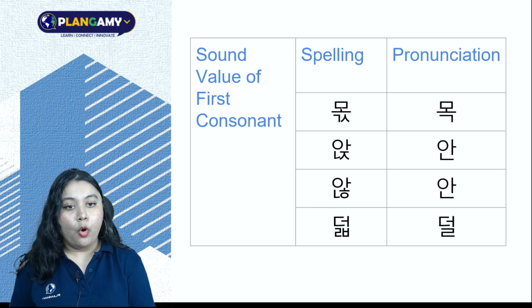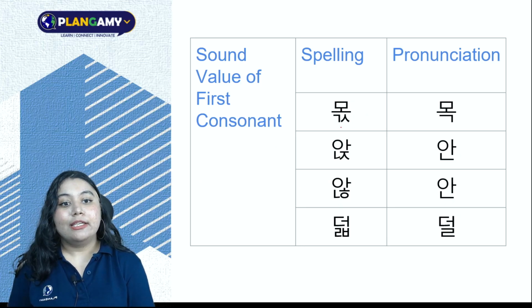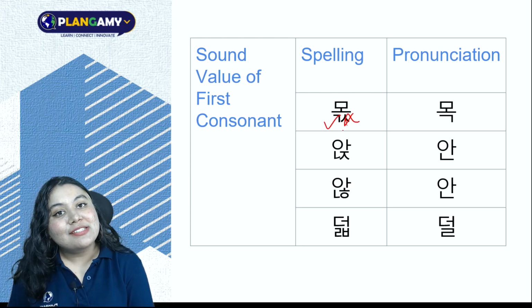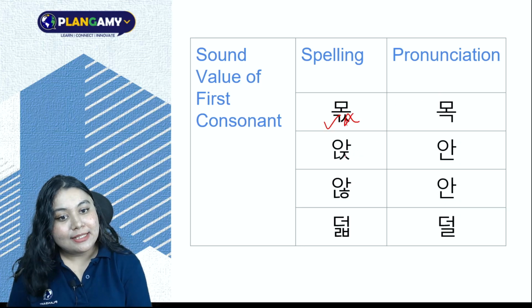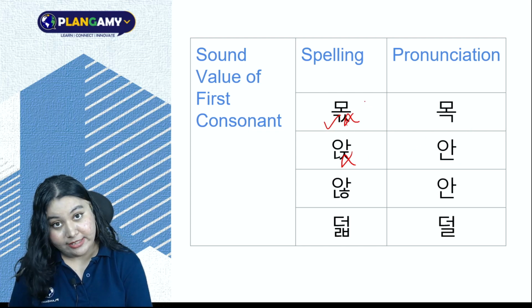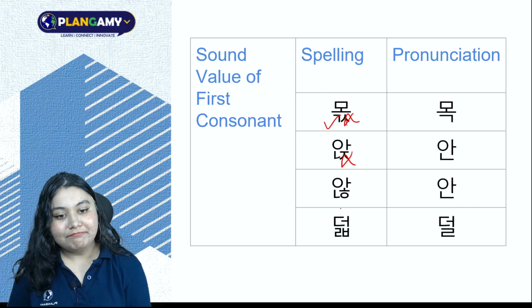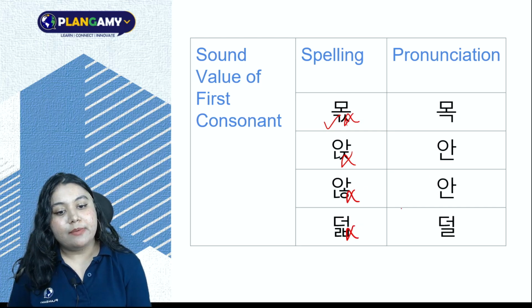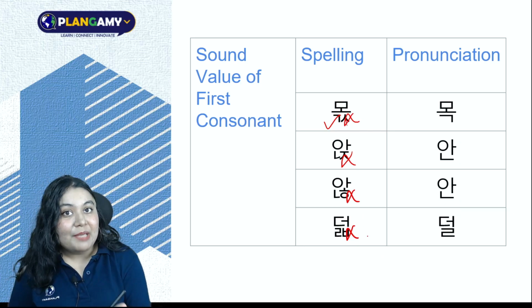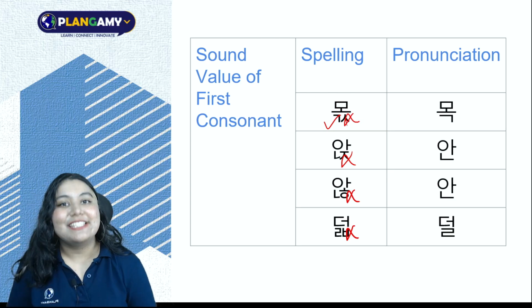So, mo, gh, sa. Here, S will not make a sound. Only the sound value of the first consonant. So, this will be pronounced as mog. Similarly, this will not be considered. So, an, not anaj or aj. This will be an. Again, first value. So, an. Here also first value. So, dhar. The spelling remains the same. It's only the pronunciation that changes.